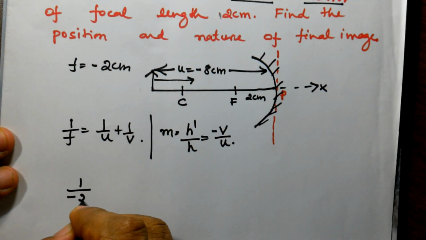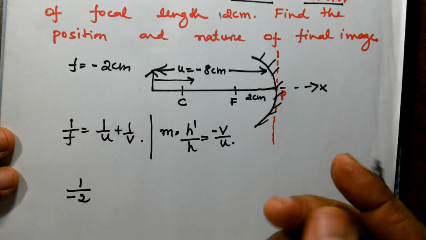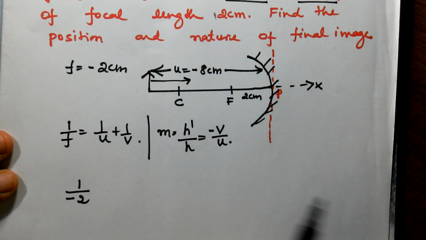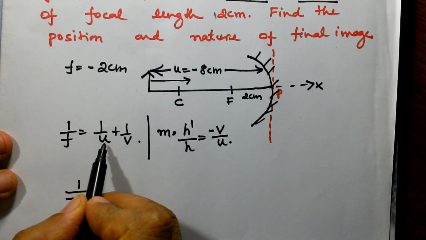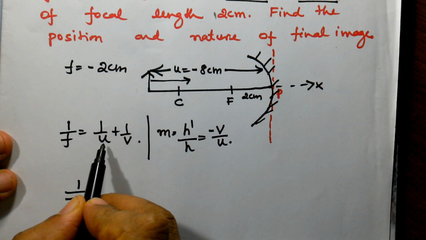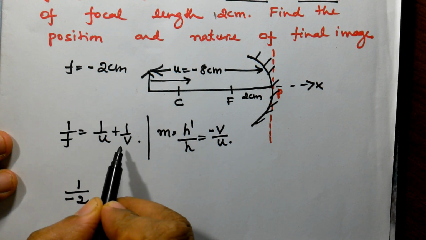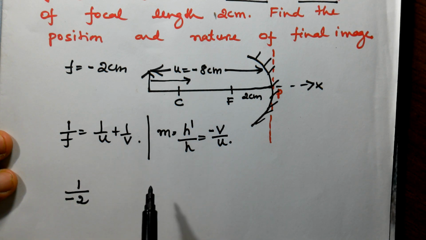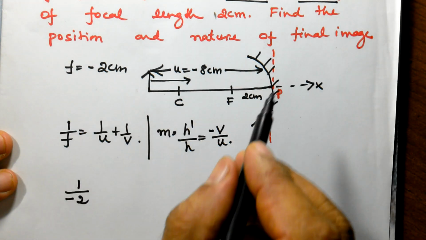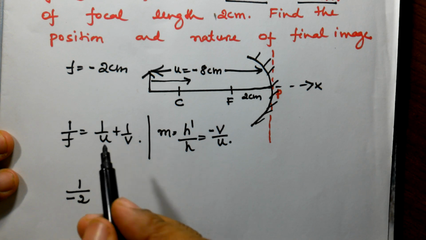Sir, won't you convert all these things into meters? If you want, you can convert it, no problem. Since this formula involves distance, distance, distance, suppose this is in millimeter, this will be in millimeter, this will be in millimeter. Make a common unit everywhere. So I will take everything in centimeter. The image distance I get should also be in centimeter.